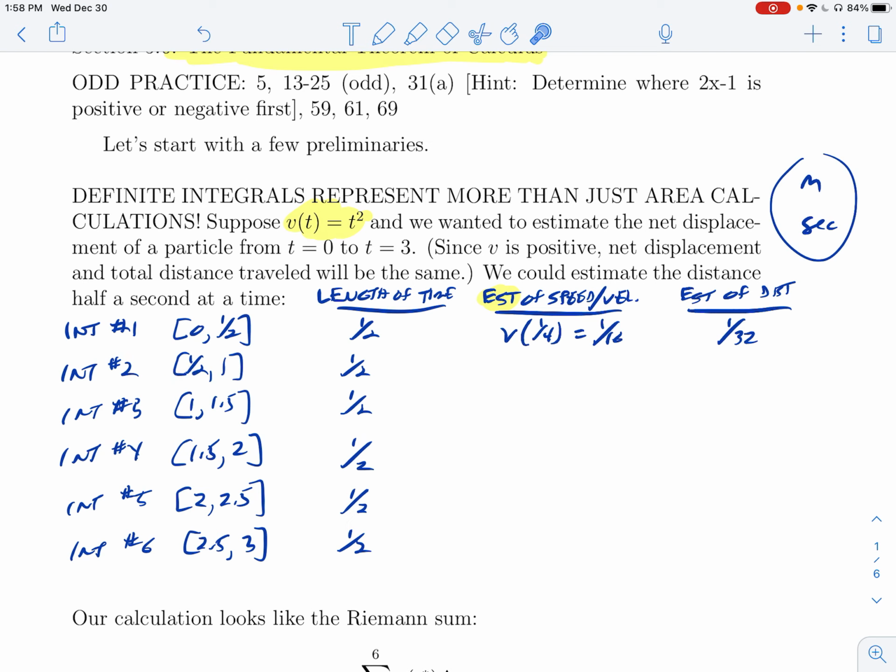All right, what about during this next time period? The velocity is now probably a little bit different. Over the course of half a second, it doesn't change that much, but it's changed since the previous half second. We could estimate it by just saying, all right, well, the middle there is 3/4. Square that, we get 9/16. Distance is rate times time, so our estimate of that distance would be 1/2 times 9/16, which is 9/32. And we could keep doing that.